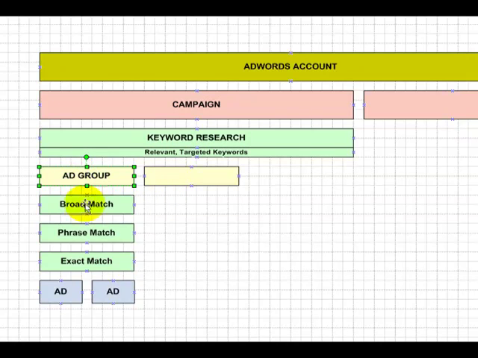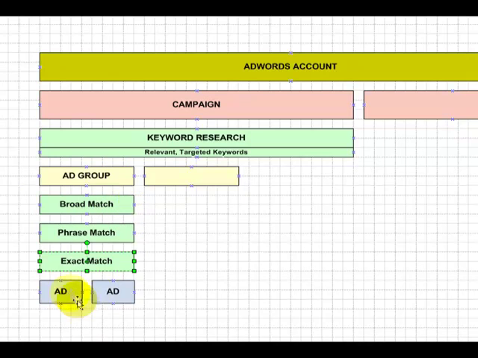Each of those ad groups would contain combinations of the keywords you found, and this is where you'd actually specify whether you wanted your keywords to be found in the AdWords and Google search system under a broad match, a phrase match, or an exact match. All of those terms are explained in the AdWords Learning Centre.